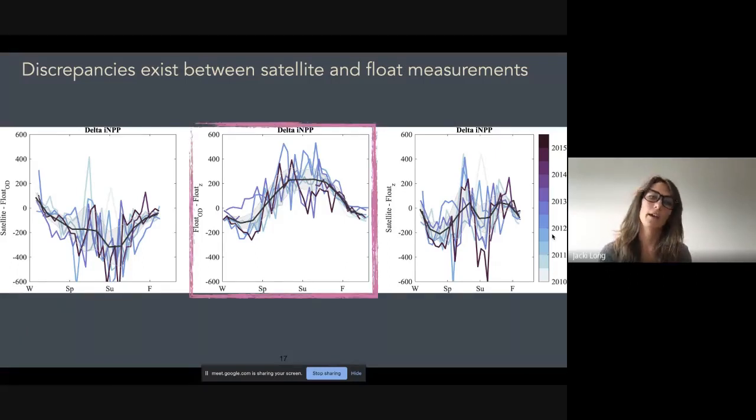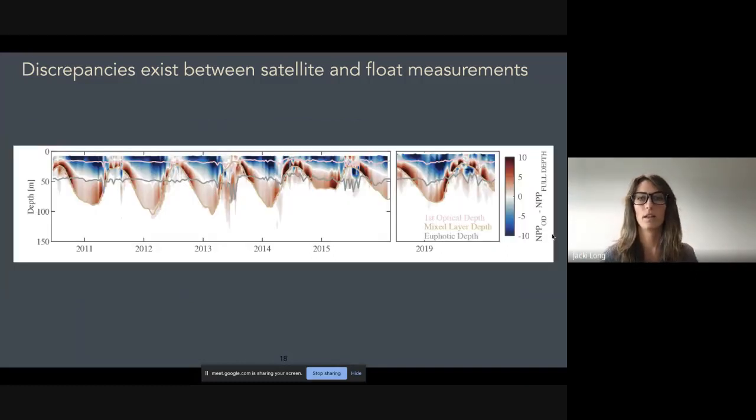And then also keep in mind that now we're just looking at integrated net primary production, but there's a lot of stuff going on with depth that we can look at too. So let's take this middle figure and expand the time series back out, and we're going to look at the difference with depth as well. And that's what we're looking at here.